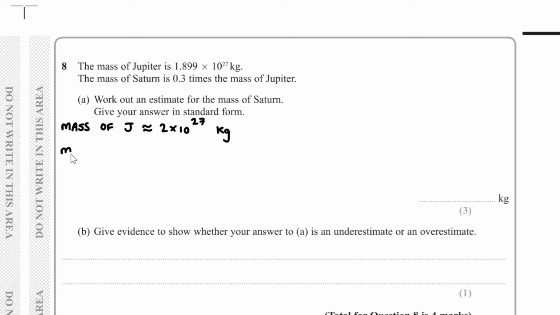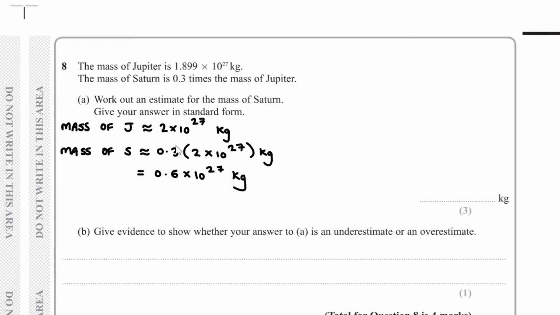And the mass of Saturn, this is 0.3 times the mass of Jupiter. So this will approximately be 0.3 multiplied by 2 times 10 to the 27 kilograms. And if we work this out, we get 0.6 times 10 to the 27 kilograms.